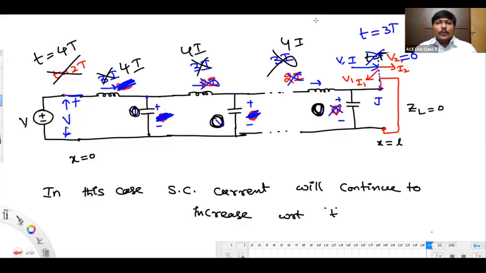We have done only 4 propagations. It will be continued further. We have stopped at only 4 propagations. Please wait. I will come back within 5 minutes and we will be discussing the conclusion about these open circuit and short circuit lines. And then we will see the Thevenin equivalent circuit also.